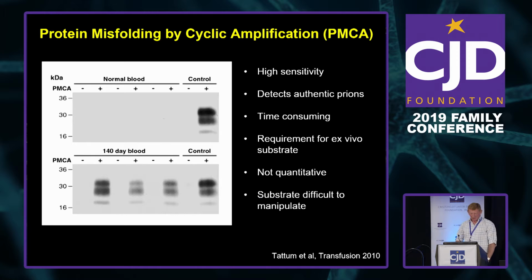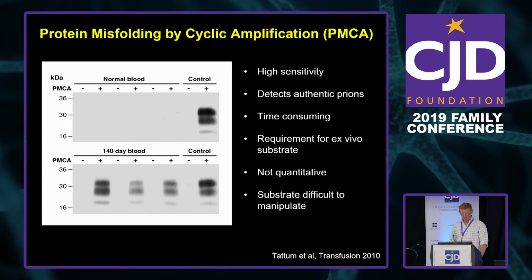So just to give you an example of the sort of thing PMCA can do and how it's read out, this is an old example of a PMCA reaction used to differentiate between control and infected blood samples, again from a rodent model. And PMCA is able to amplify the very small amounts of prion material in that blood to a level that's detectable on Western blot.